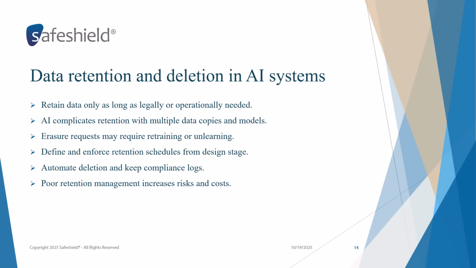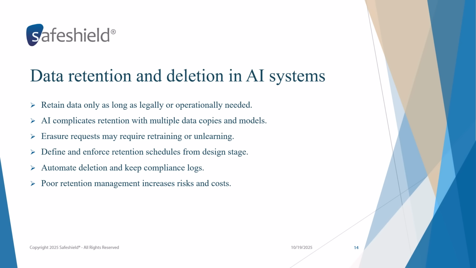In AI, retention challenges are amplified. Data may exist in multiple forms: raw training datasets, pre-processed versions, feature sets, and even within trained models. When an individual exercises their right to erasure, organizations must ensure that all instances of their personal data are identified and deleted. This may require retraining models or implementing techniques like machine unlearning.